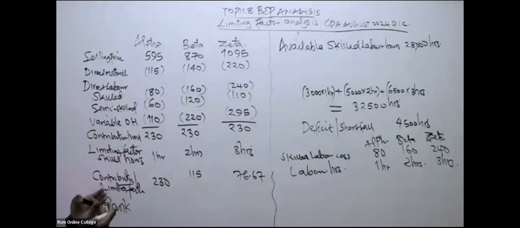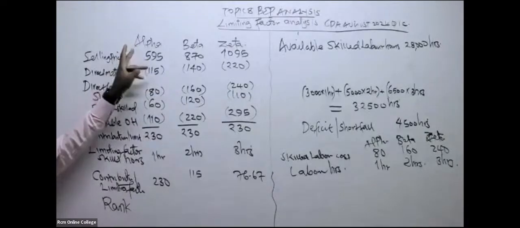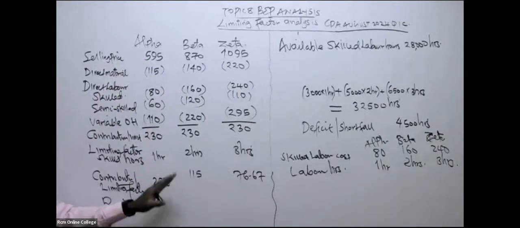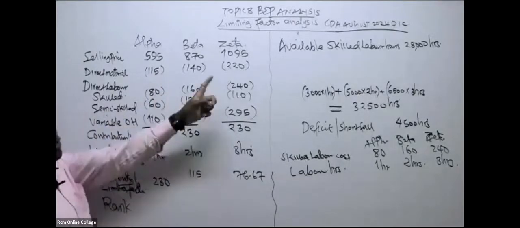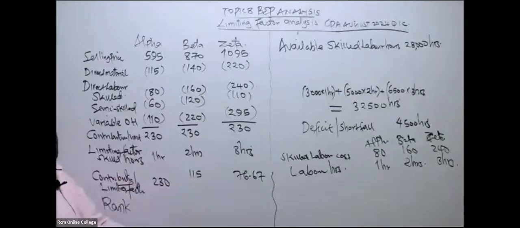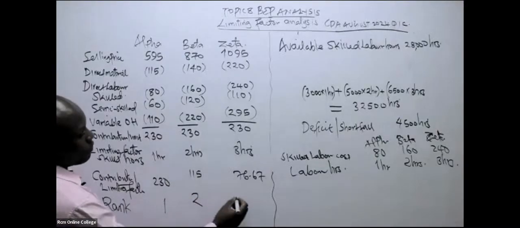Right? So if I use 1 hour to produce alpha, I'll be getting 230 as the benefit. If I use the same hour to produce beta, I'll be getting 115. The same 1 hour to produce zeta, I'll be having 76.67. So which one is the most profitable out of the 3? The one with the highest benefit per limited resource. So alpha will be number 1, followed by beta, followed by zeta.